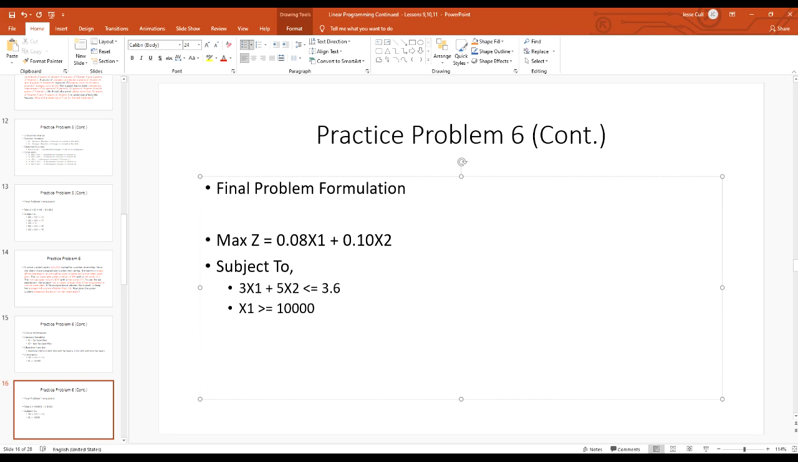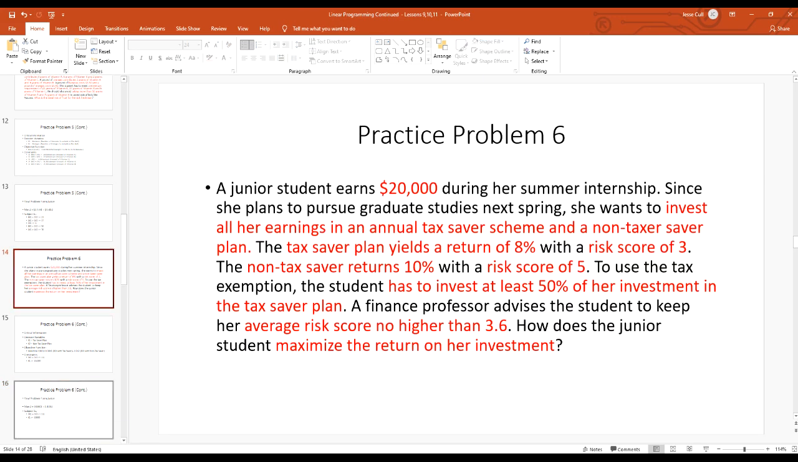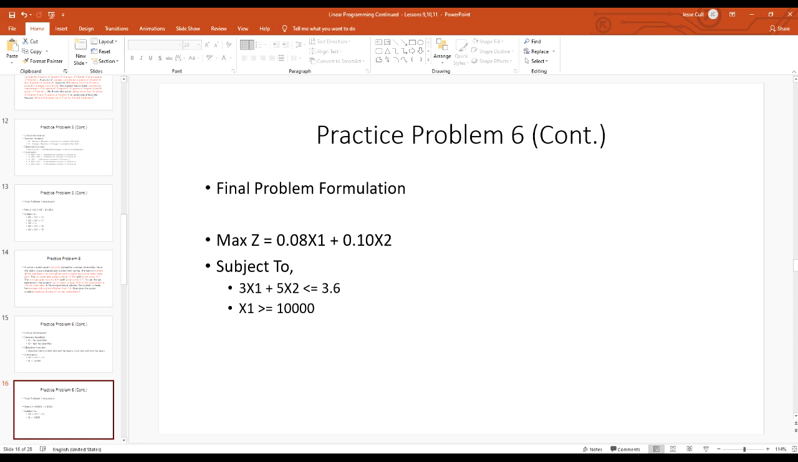So now we've converted our natural language problem into our final solution format. From here, we could then solve this problem and determine our optimal choices in terms of investment in our tax saver or non-tax saver plan.